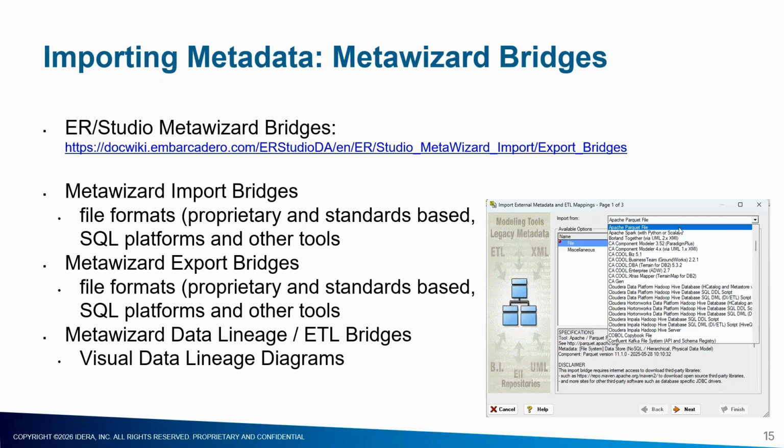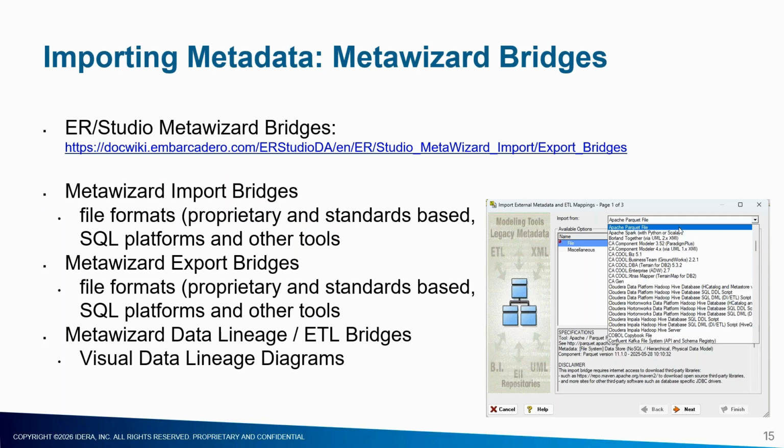But the MetaWizard bridges get broken down to three main areas. There's a whole set of import bridges, and these can target things like specific file formats. They could be proprietary files, or they could be standard-based. It can target things which are looking to be implemented on SQL platforms. As I mentioned, the Salesforce example is one. And it can also try and read in and bring in information from other tool sets as well. Now, the second set of bridges go the other way. They export information out. Now, these are a bit more limited in what they're capable of doing, but again, I'll explain more of that in just a moment.